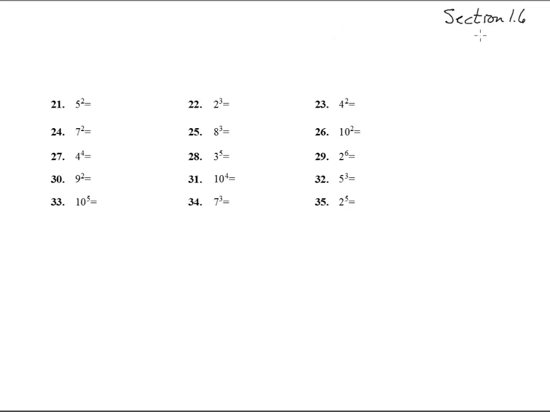Okay, here we are at section 1.6 with the solutions to 21 through 35. So 21, 5 to the second power, 5 times 5, that's going to equal 25. 2 to the third power, that's 2 times 2 times 2, that's 2 times 2 is 4, times 2 is 8. 4 to the second power is 4 times 4, and that's going to be 16. 7 to the second power is 7 times 7, that's 49.